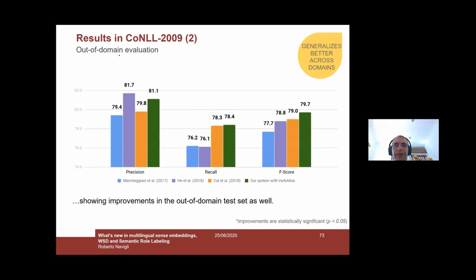Then if we test on the out-of-domain evaluation, where the test set is from a different domain than the training data set, here we see a considerable improvement in performance. This is a 0.7 improvement, which means that using Verb Atlas information helps generalize across domains. And so this is, I think, an interesting result. We're also comparing with other high-performance systems, and as you can see, using Verb Atlas helps. And we found this also in other experiments in submitted papers, but that I cannot mention here.